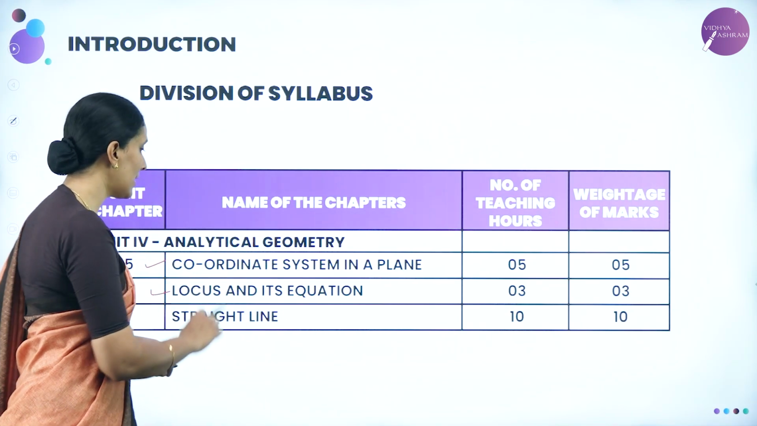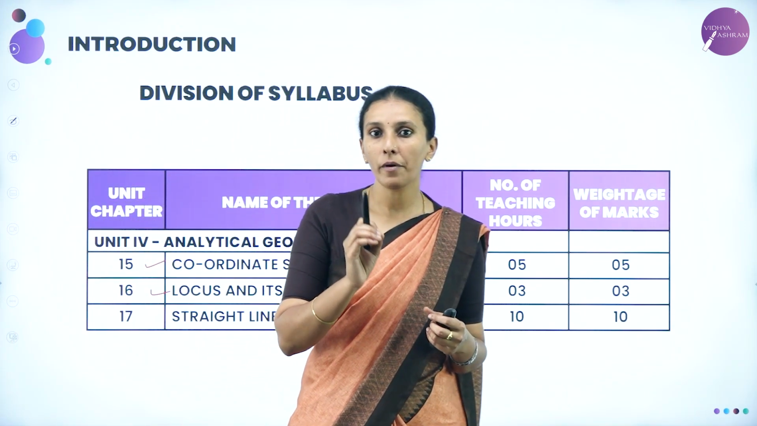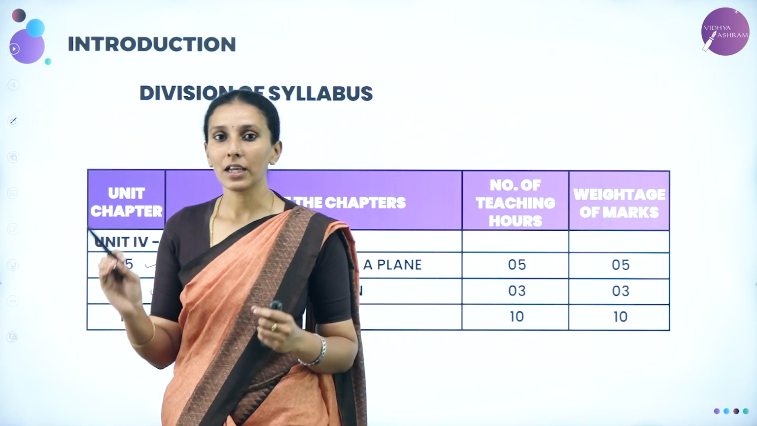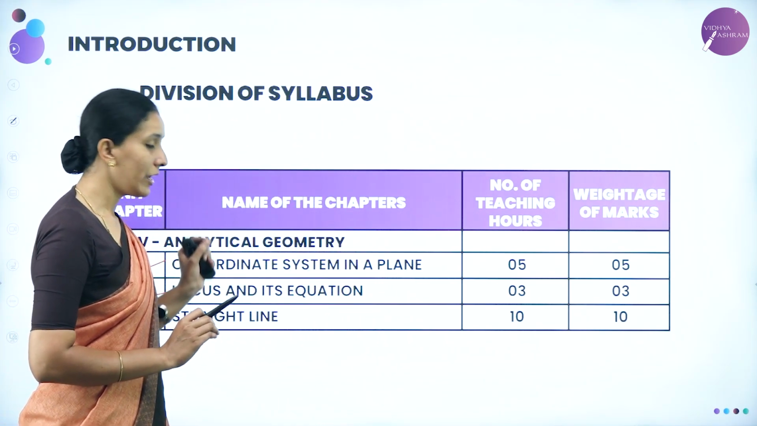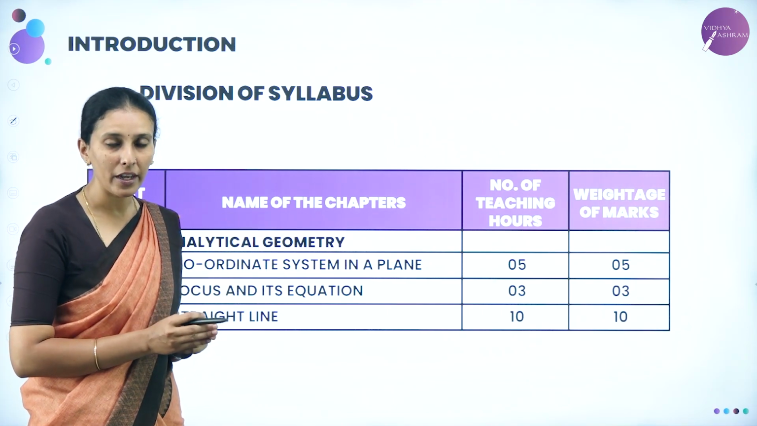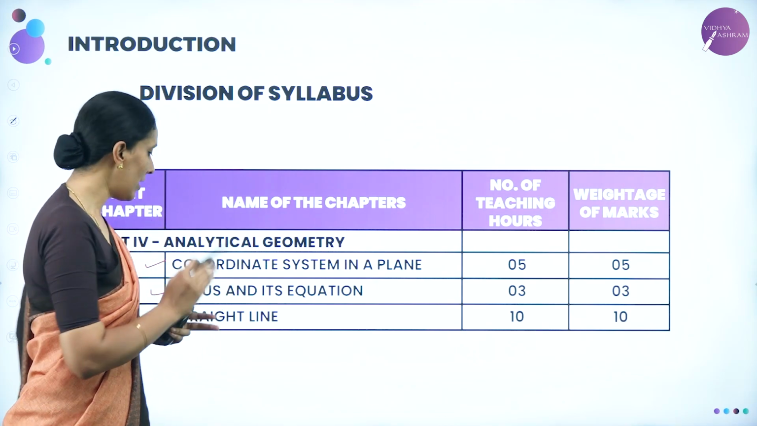Next, we have locus and its equation. We will be studying the equation of a point, how a point moves and what the equation of that point is. Every point, when it moves, creates some geometry. So we will be learning the geometry as well as the equation of that locus.